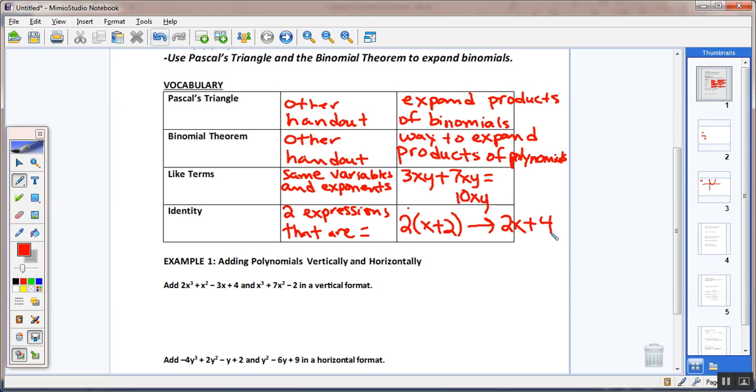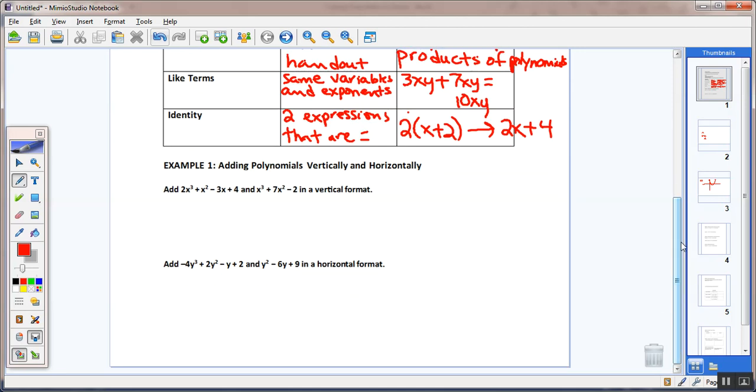All right, vocab-wise, again, we'll talk more about Pascal's triangle and binomial theorem and how that's going to help us expand products of polynomials tomorrow. But make sure you have that sheet with you. I think you guys know what like terms were from before, and I think you know what an identity property means. So let's rock and roll today. Let's get through this. Make sure we know what we're doing here.